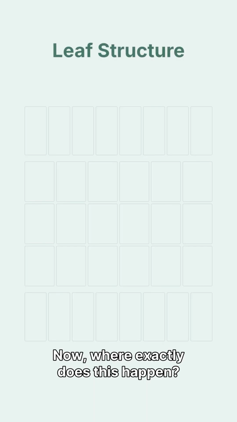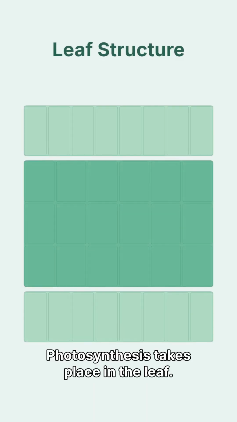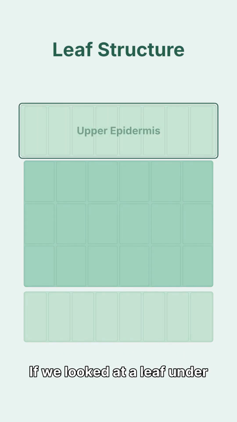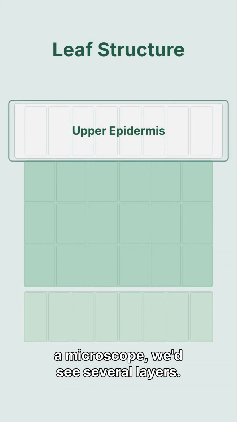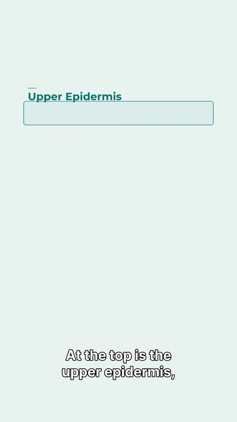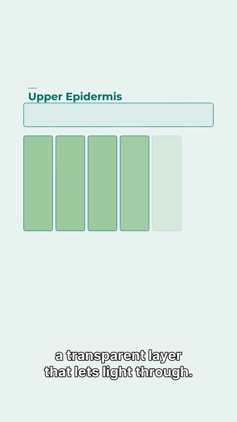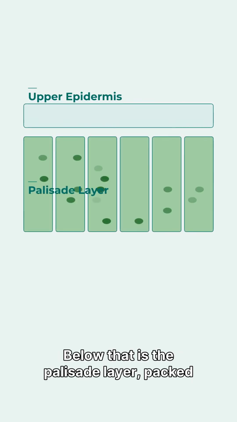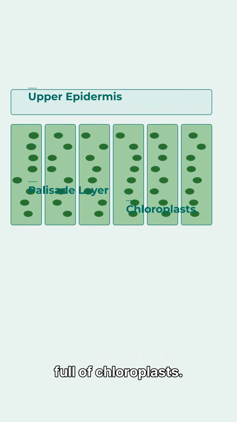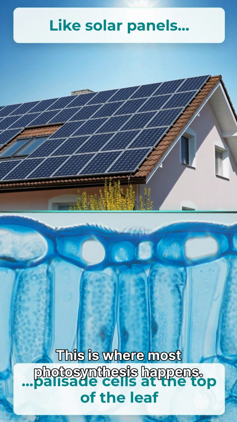Now, where exactly does this happen? Photosynthesis takes place in the leaf. If we looked at a leaf under a microscope, we'd see several layers. At the top is the upper epidermis, a transparent layer that lets light through. Below that is the palisade layer, packed full of chloroplasts. This is where most photosynthesis happens.